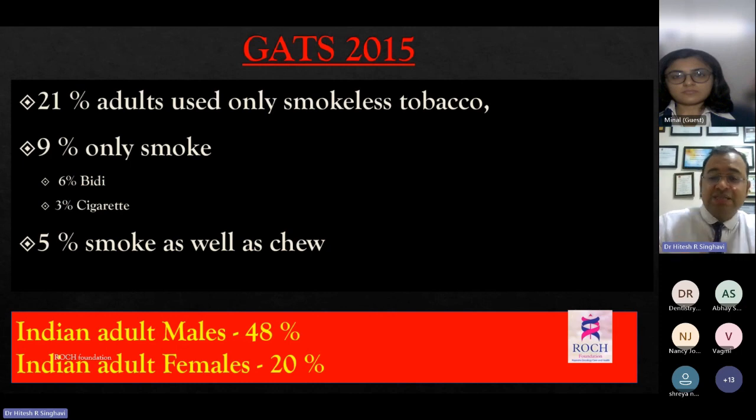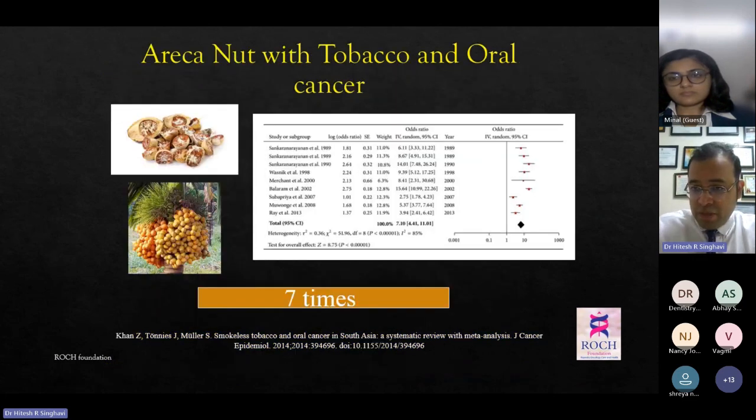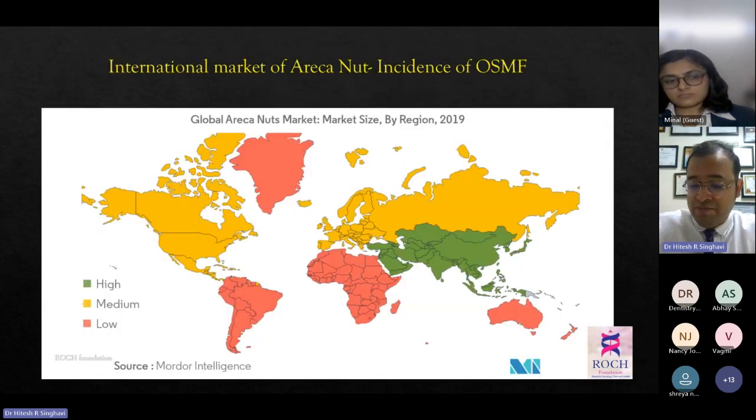That means these Indians who consume tobacco have higher chances of having oral cancer. Now, what are the chances? It is 5 times higher chances of having oral cancer as compared to individuals who do not consume it. And just to give you a number, when you combine tobacco with areca nut, it is 7 times. But even without tobacco, it is 2.8 times. So even areca nut without tobacco is as carcinogenic.